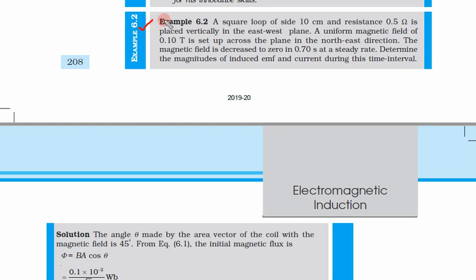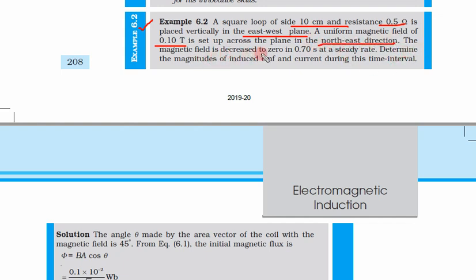Now example 6.2. A square loop of side 10 centimeter and resistance 0.5 ohm. So we have a square loop and the side is 10 centimeter. The resistance of the loop is 0.5 ohm, and it is placed vertically in the east-west plane. A uniform magnetic field of 0.10 Tesla is set up across the plane in the northeast direction. So this is the direction of the magnetic field.